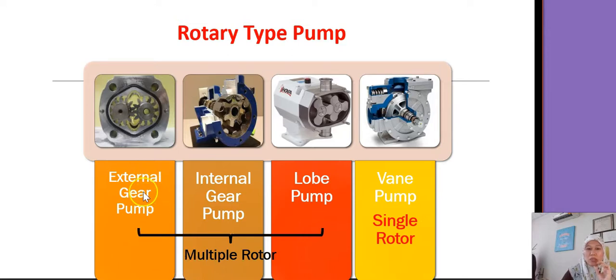Okay, in multiple rotor we have three types. We will look into the external gear, where they use external gear and how the working principle of external gear works, and also the internal gear and the lobe pump. The video we just saw now is on the lobe pump. So they have two rotors here, and the vane pump is the single rotor. So it has only one.